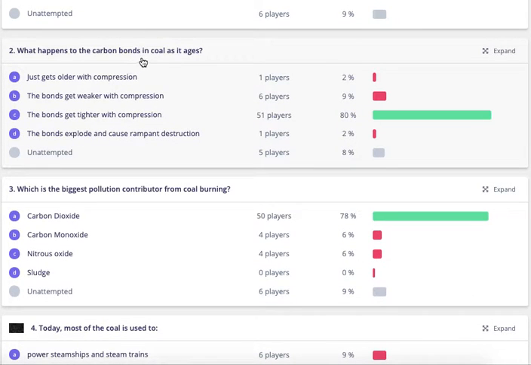What happens to carbon bonds in coal as it ages? The only thing here that matches its explanation is that it gets tighter with compression. As you're squeezing it, you're losing space between them. They get stronger and stronger.